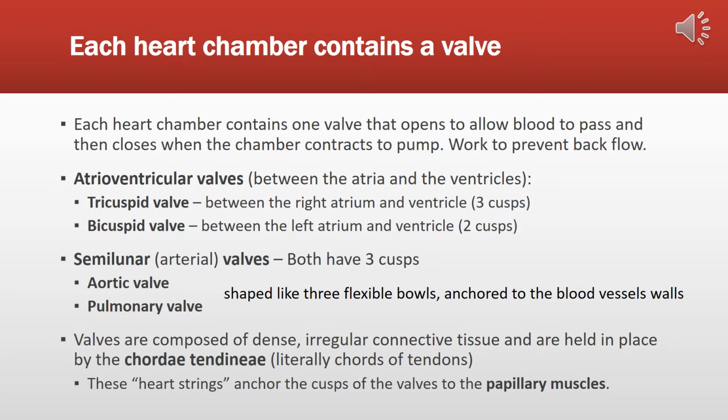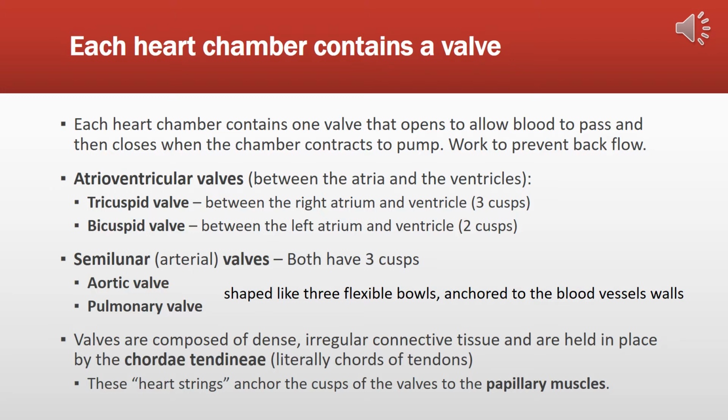And then there are the semilunar or atrial valves. Both of these have three cusps, and these are just the valves at the top of each atrium. There's the aortic valve, which leads into the heart, and then there's the pulmonary valve, which leads into the pulmonary artery. And these are shaped like three flexible bowls and are anchored to the blood vessel walls.